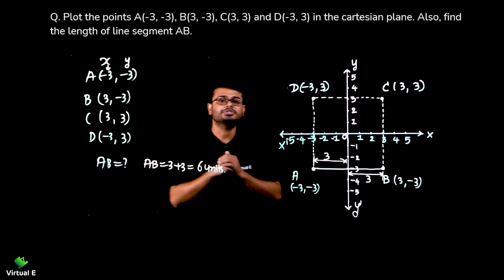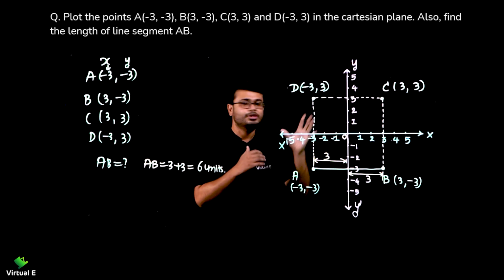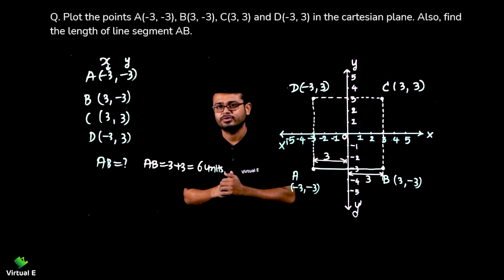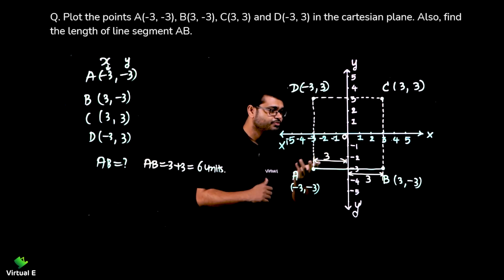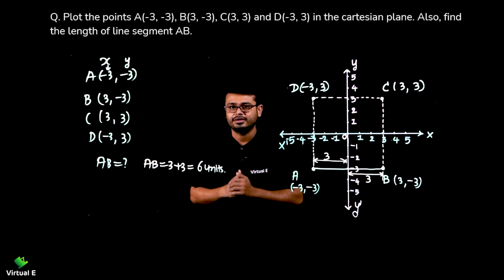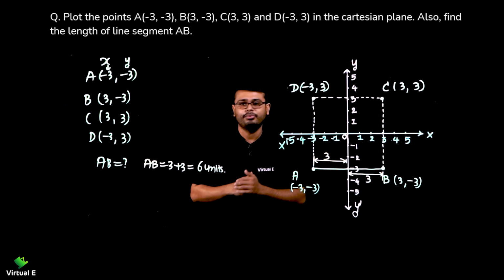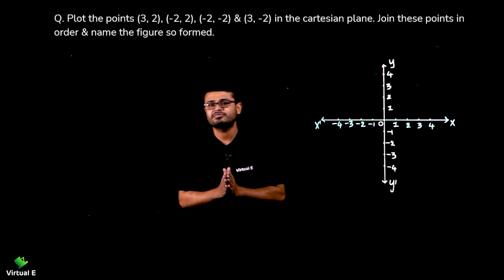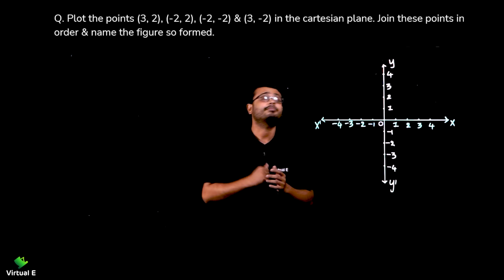So this kind of questions are going to come. You need to plot it. You need to identify the shape. Then you need to find some information related to it, right? We can find the diagonal as well. There are many things we can do over here. We are combining the geometry over here, right? So this is how we plot the points. Let's discuss the next question. Let's discuss one more problem related to plotting the points.